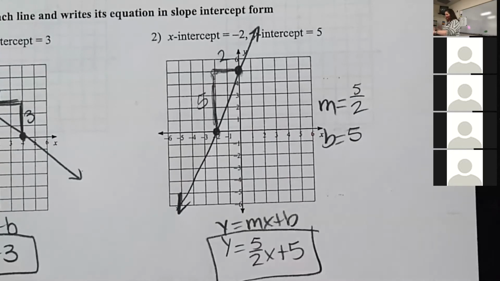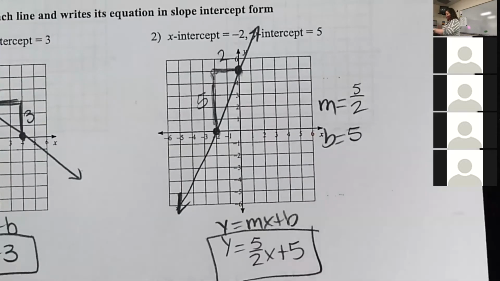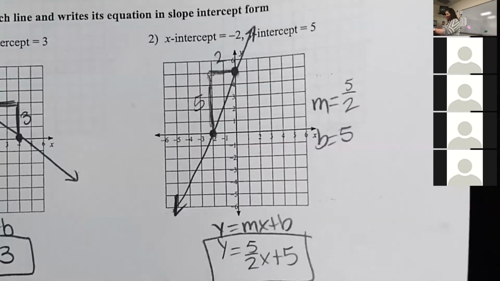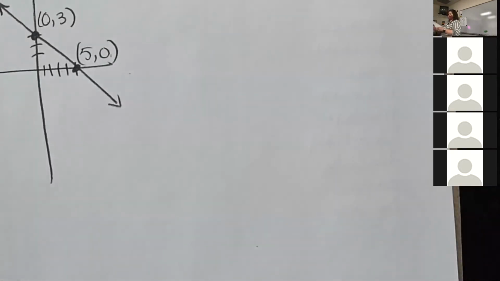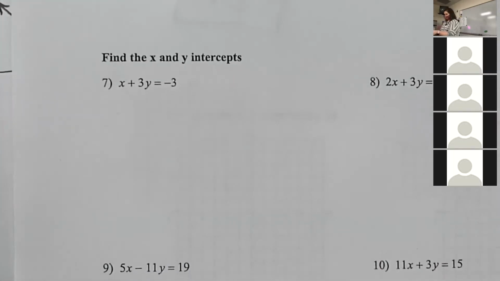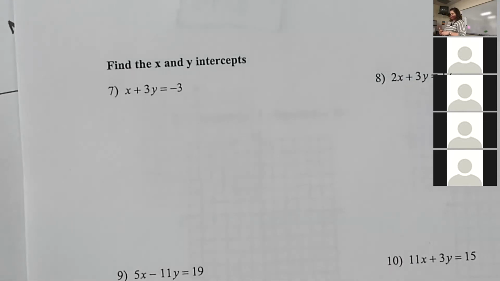Okay, so 3 and 4 are similar to that. Now we're going to flip the page. Let's see if anything starts to change on us. Well, 5 and 6 are similar again. Then they switch it on 7. Of course they do. But on number 7, it just says find the x and y intercepts. It doesn't tell you to graph or do anything else. Just find the x-intercept and the y-intercept.